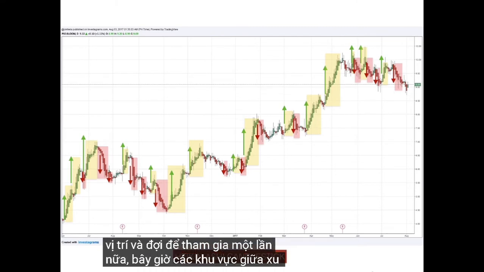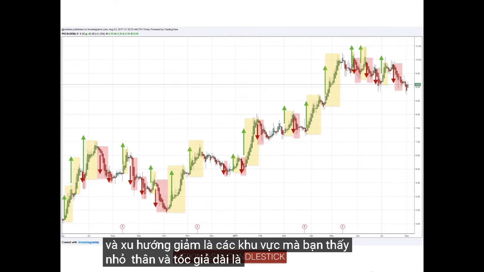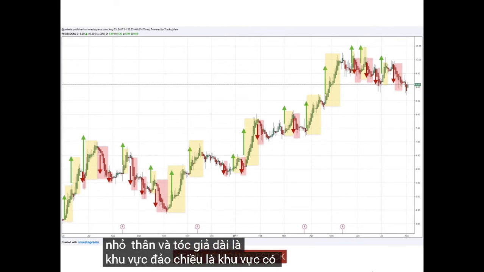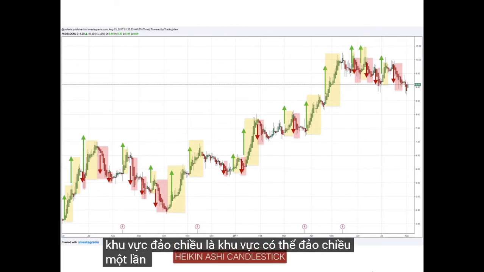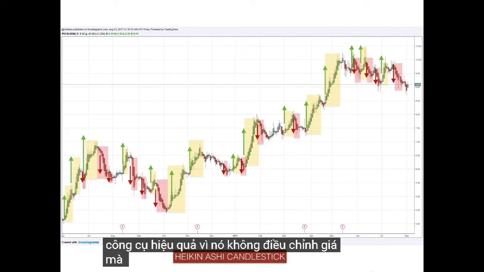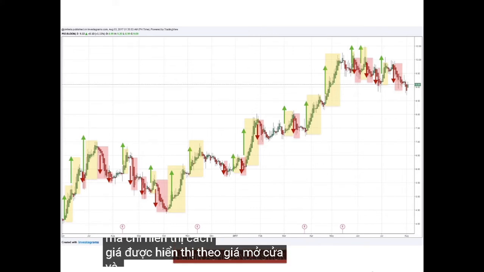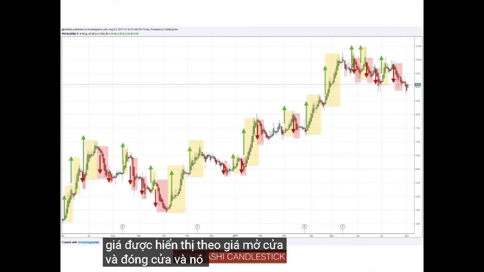Now, areas in between those uptrends and downtrends are areas where you find small bodies and long wicks, which are reversal areas or possible reversal areas. Heikin-Ashi is an effective tool because it does not adjust price, but only the way price is displayed. Price is displayed in terms of the open and the close, and it includes the average prices.